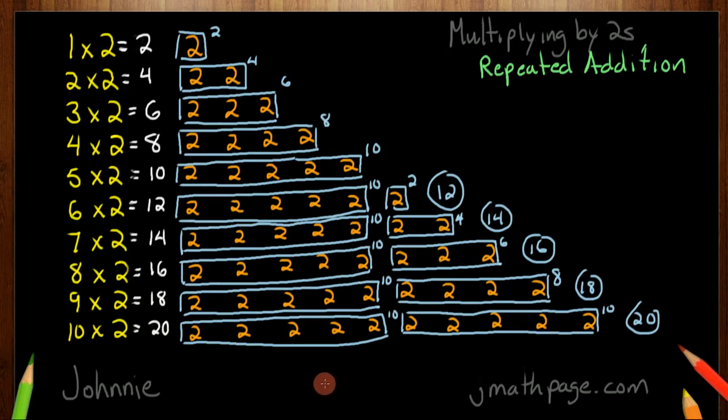How'd you do? You probably did fine. So I hope this way of looking at multiplication by 2's really helps you. Now remember, one way of thinking about multiplication is repeated addition. But it doesn't mean you have to go 2 plus 2 plus 2 plus 2 plus 2 plus 2. Sometimes you can use what you know already. If you know 5 2's is 10 already, use that to help you. So I hope this video was useful to you.